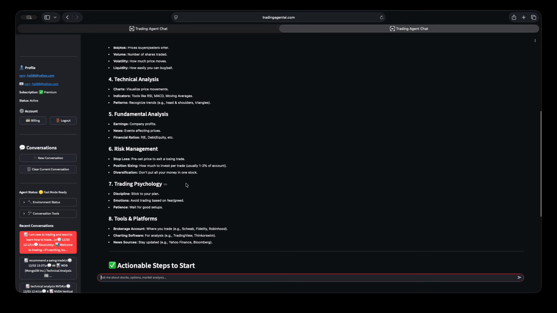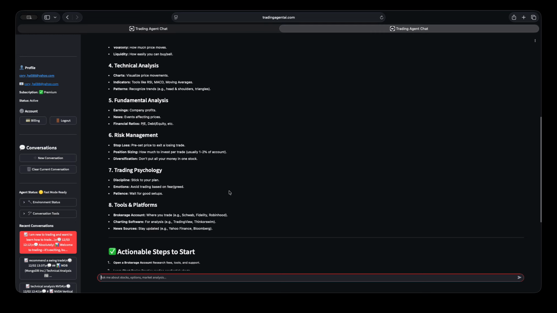And then there's charting software for analysis like TradingView and Thinkorswim, which are some of my favorites. And then news sources, where are you going to get your news from? Yahoo Finance, Bloomberg, stocknews.com. The Trading Agent has very powerful news as well, and I'm going to show you guys how to use that here in a little bit.